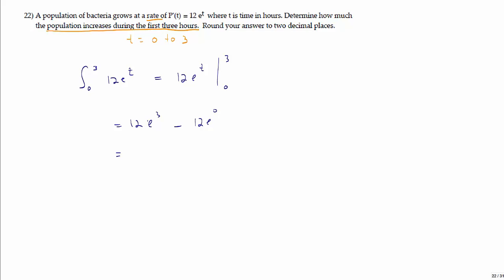Let's see, so 12 e to the third power, I get 241.02, bunch of stuff. And then 12 e to the 0 is 12. So subtracting those, I end up with 229.026, and we're asked to round it off to 2 decimal places. So 229.03. And my label is going to be bacteria, because I'm looking for how many bacteria, what the population growth is.